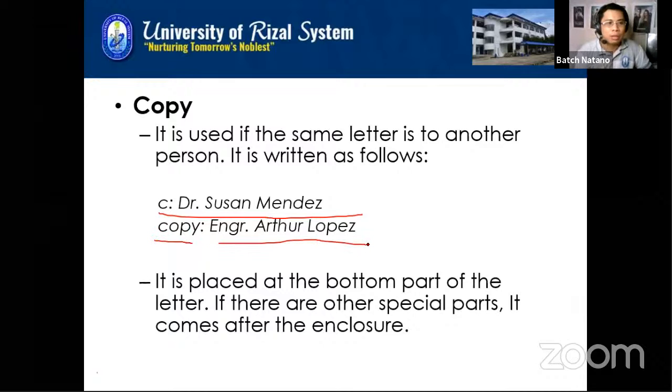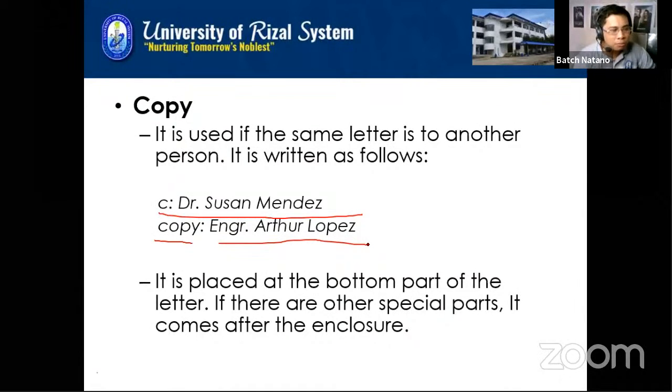Let's say, for example, you write a letter to me, Mr. Norberto M. Nataño, and the same letter was also given to Dr. Susan Mendez, so you write C. Or the same letter is also given to Engineer Arthur Lopez, so use copy, Engineer Arthur Lopez. It is placed at the bottom part of the letter.